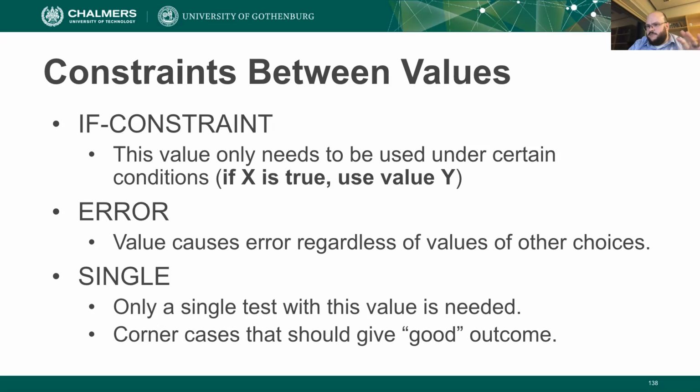Single is identical in functionality to the error case, but it's a more general purpose idea. What we're doing with a single constraint is singling out a value and saying this is a special value, but it should give us the normal happy path through the function. This value is special or unusual in some way, but it should still give us the good normal outcome. We just want to try it once to be sure it works and doesn't cause anything strange to happen. But we don't need every combination of values for the other choices in combination with this one special one. We just want to try it once in a test case. We don't care what we pair it with. Just try it once, make sure it works, and move on.